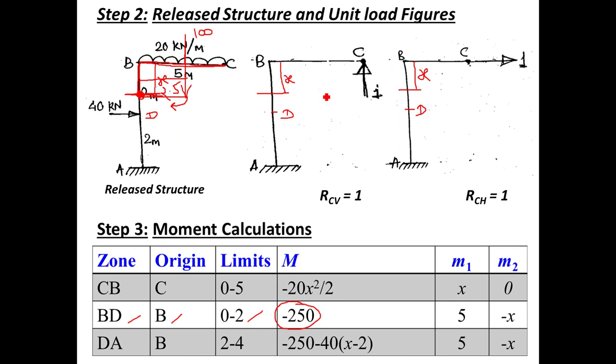Similarly, if you look at the second figure, that is RCV equal to 1, we are taking moment at this point and the point load is acting at C. It means the complete distance of the point load from the point where we are taking moment is known to us, that is 5 meter. So the moment of this unit load about this point is equal to 1 into 5, that is 5 anti-clockwise. So in the M1 column it will be plus 5.